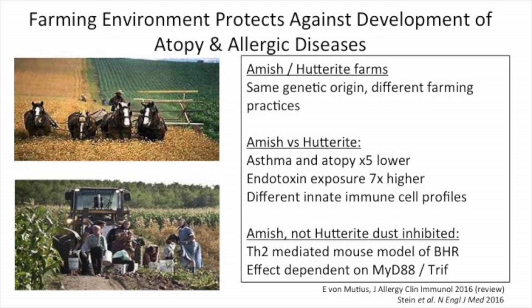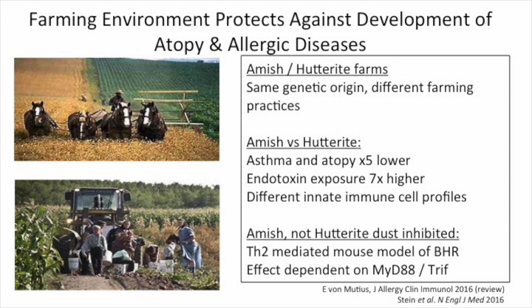But we have got some really interesting data from Central Europe, and also from the old Protestant religious communities in Pennsylvania and Ohio in the US. If you want a review of this, I would recommend Erika von Mutius's review article, referenced there. But this paper by Stein et al. is a very nice example. What she did is look at the Amish and Hutterite farming communities in Pennsylvania and Ohio.